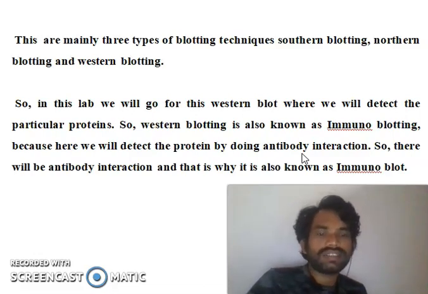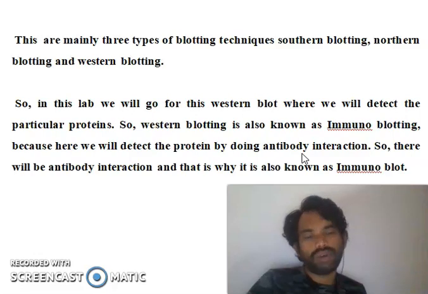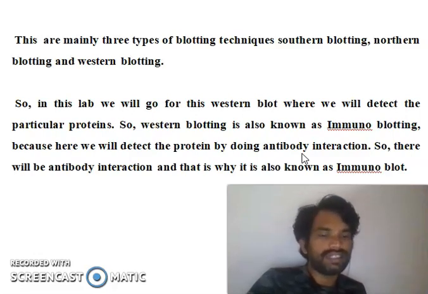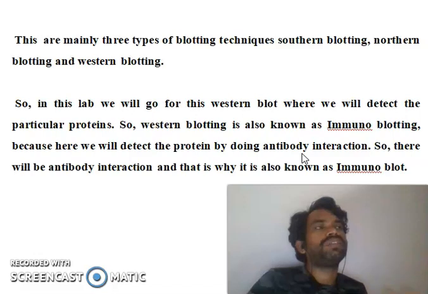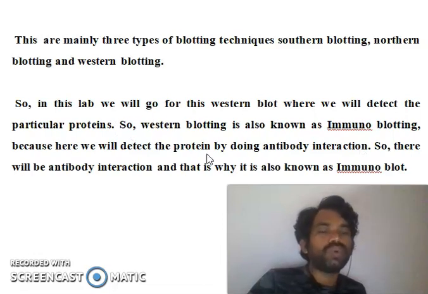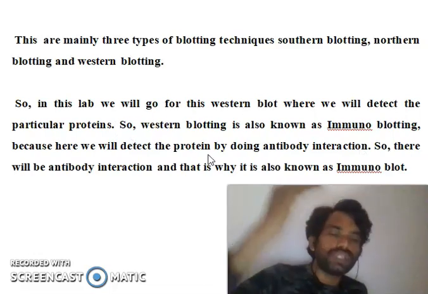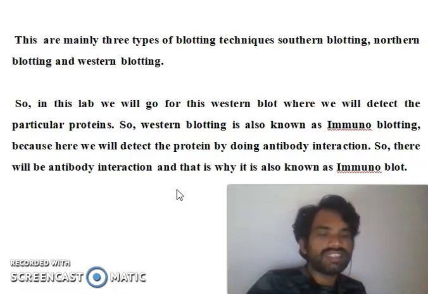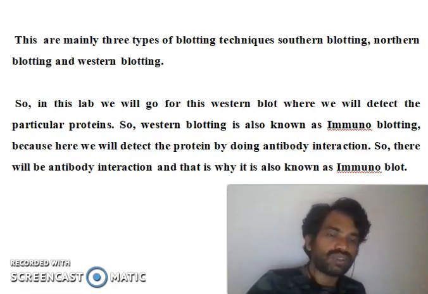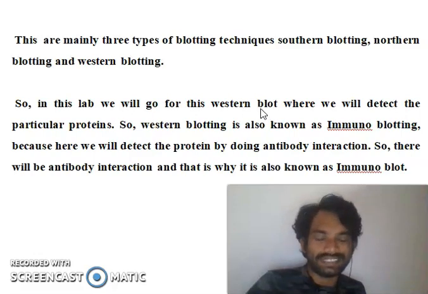Suppose you look at other protein detection methods: there are various techniques such as the Lowry method, and observing absorbance by UV spectroscopy at 280 nanometers. These are various techniques to detect a protein, but what is special here is that an antibody interacts with the protein. Then we detect how the protein looks and how the protein moves in the gel membrane. This is the special technique. That's why it is also known as the immunoblotting technique.